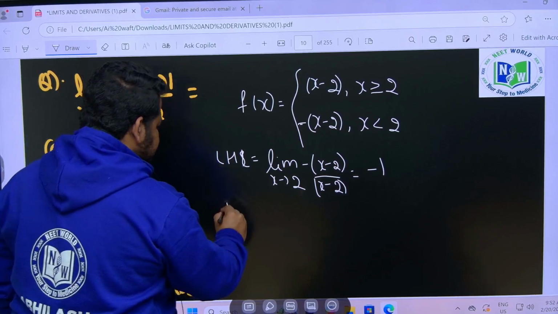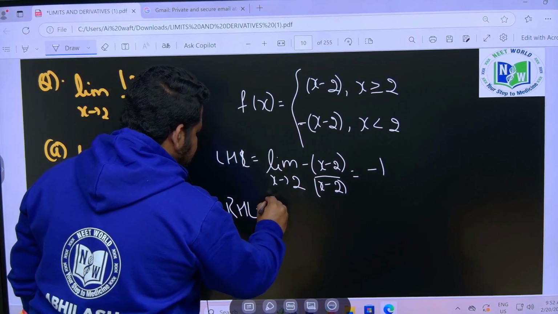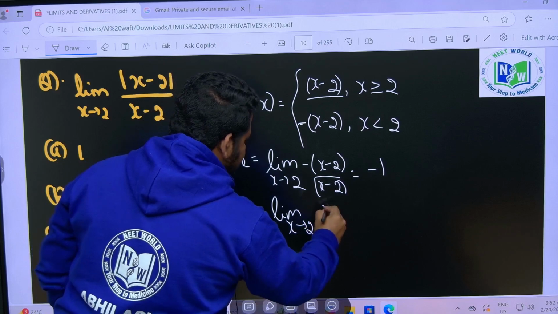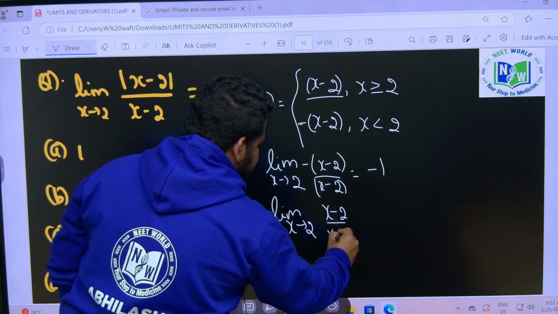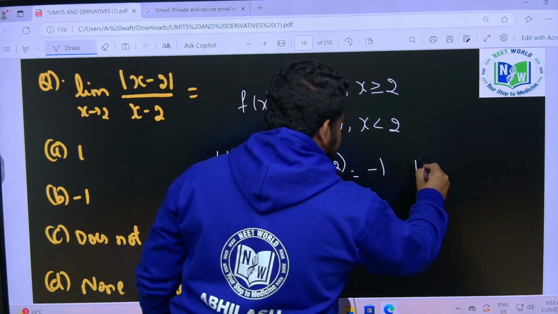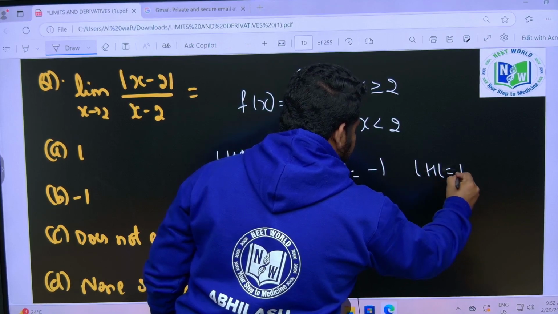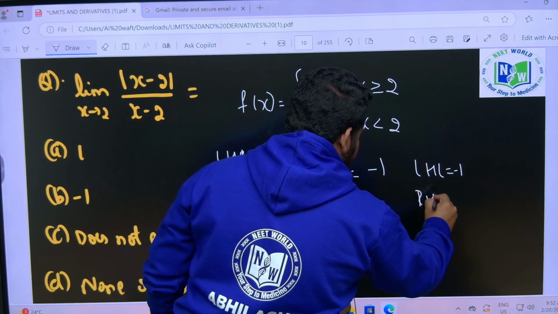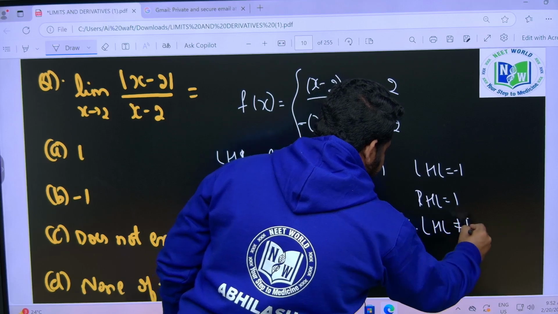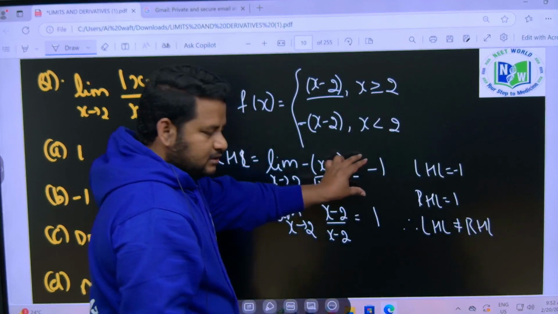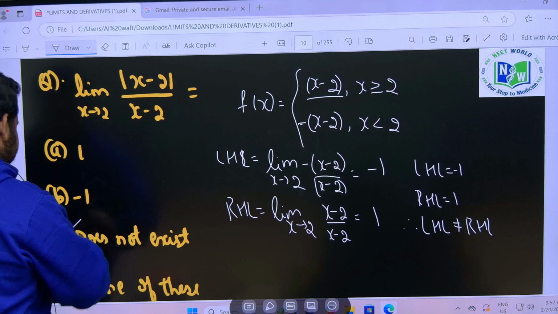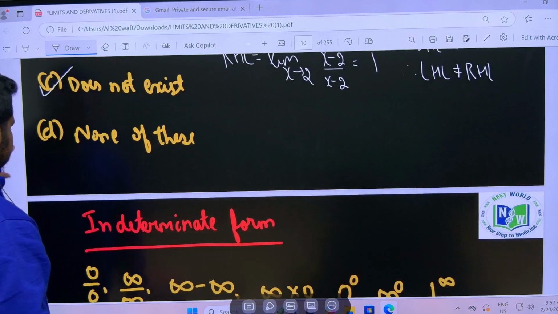Now let us take RHL. RHL will be limit x tends to 2, we have to take this value, (x minus 2) divided by (x minus 2). So this will be equal to what, friend? This will be plus 1. So LHL is equal to minus 1, RHL is equal to plus 1. Therefore LHL is not equal to RHL. This is a finite value, this is also a finite value, but they are not equal. That means the limit does not exist, that's it.